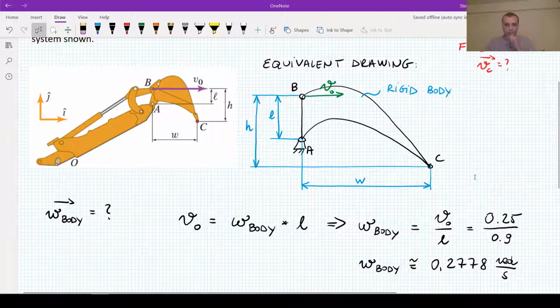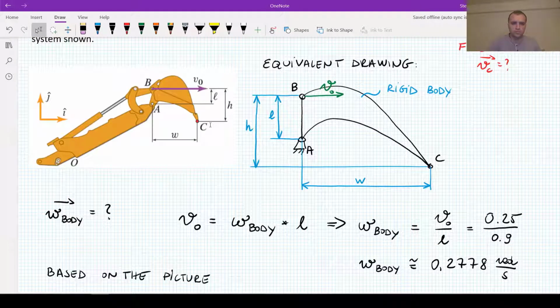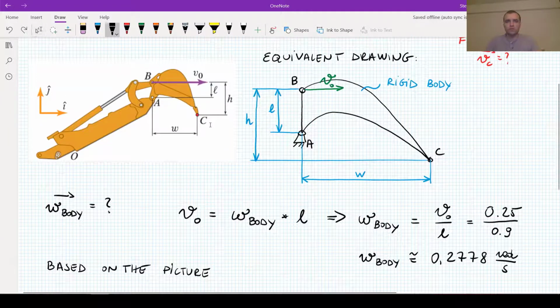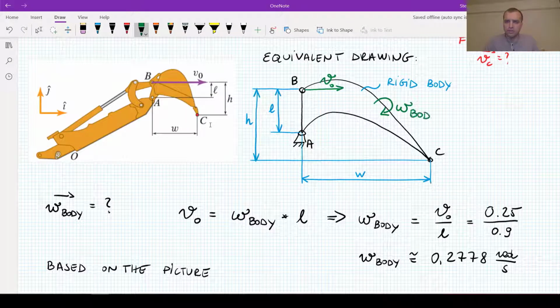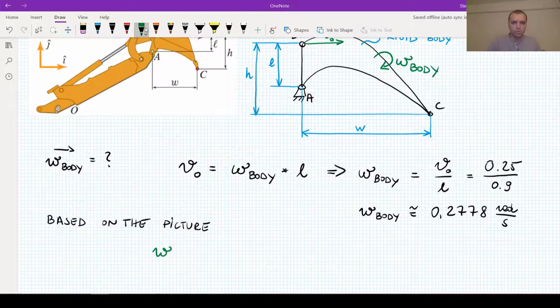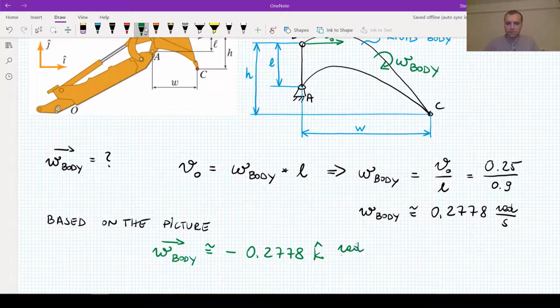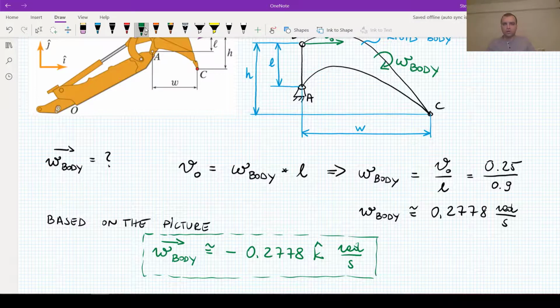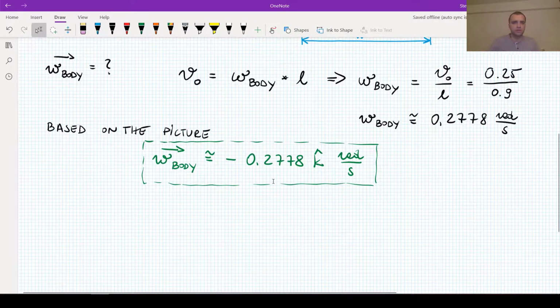But now let's find its direction. Based on this picture, we can clearly see that our omega body will be rotating this way. This is our omega body. And this is negative direction. That means that our omega body vector is equal to negative 0.2778 k radians per second. With this information, now we can find what is Vc.